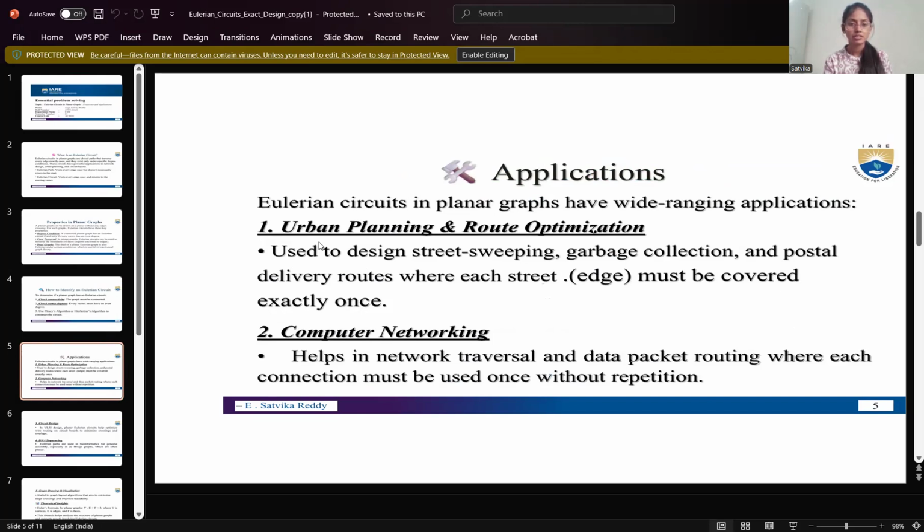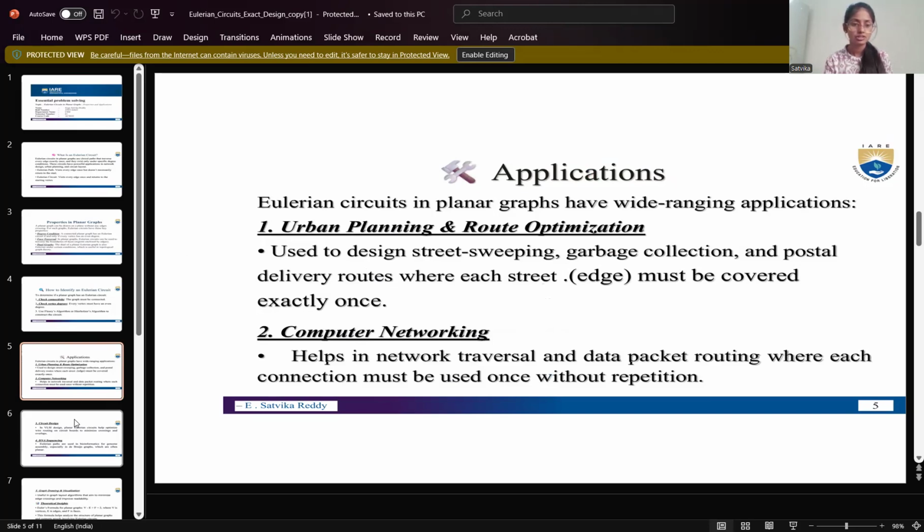The second application is computer networking. It helps in network traversal and data packet routing, where each connection must be used once without repetition. Use it in the design of water and electrical networks that use each connection once. Route planning is applied in postal delivery, garbage collection, and street cleaning. Each road, that means edge, must be visited once.